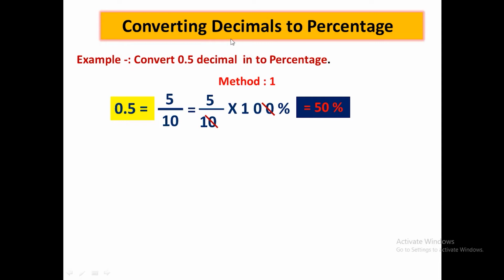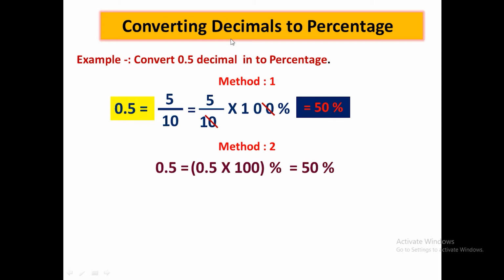Now see method 2. We can also multiply the given decimal by 100 or just move the decimal point 2 places to the right and then put the percentage symbol. So children, like this we can convert decimals to percentage.